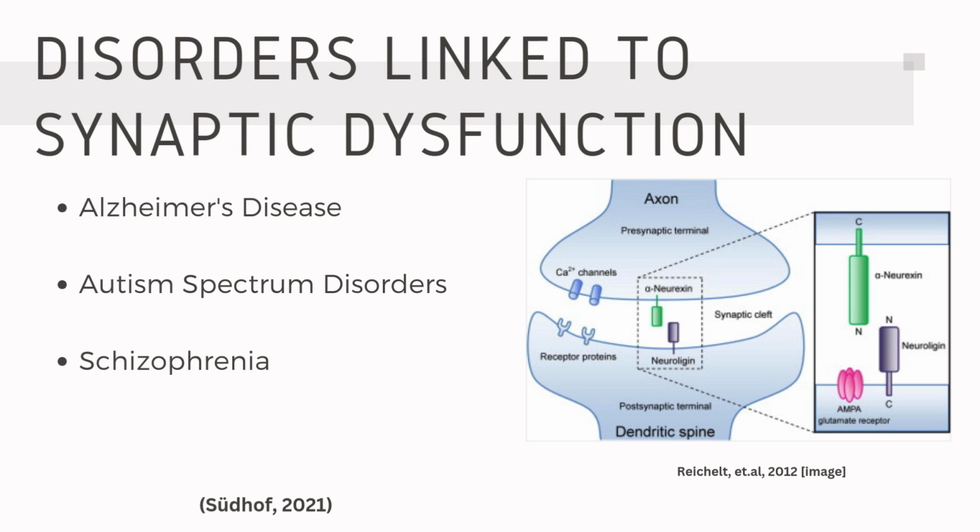If these adhesion molecules are impaired, the precise alignment between neurons is disrupted, leading to faulty signal transmission. So if these two cannot line up correctly, then the axon terminal cannot line up to the dendrite, so the neurotransmitters cannot be sent effectively. Understanding these mechanisms is crucial for developing targeted therapies for these disorders by addressing the underlying synaptic dysfunction.